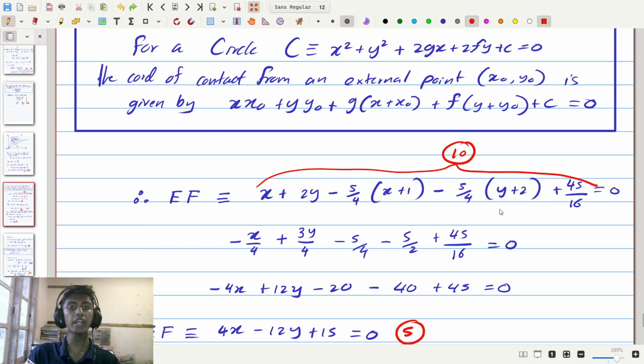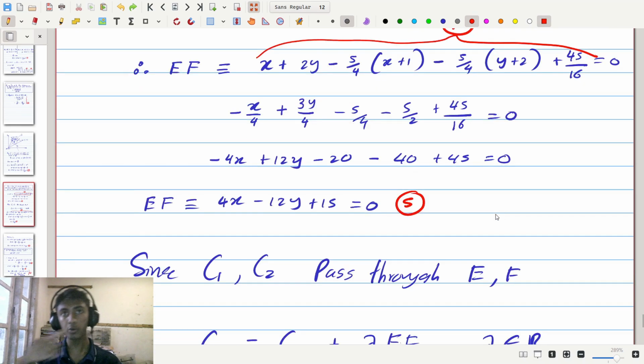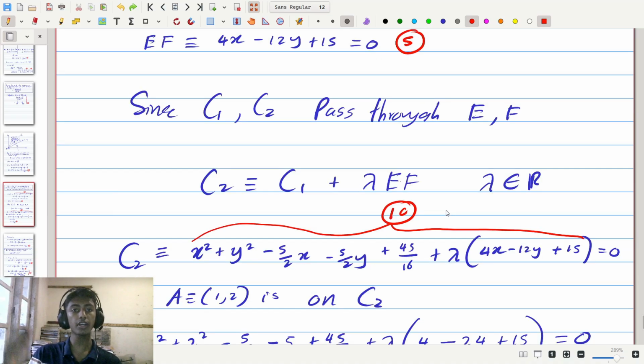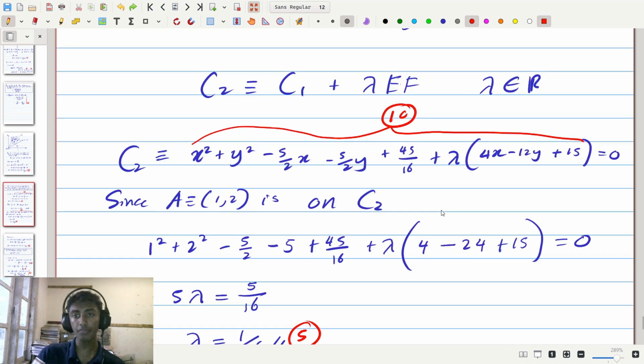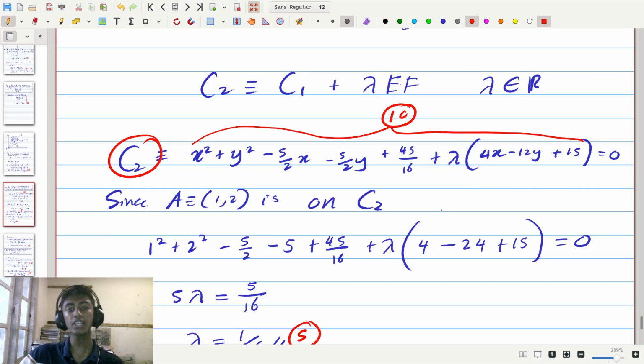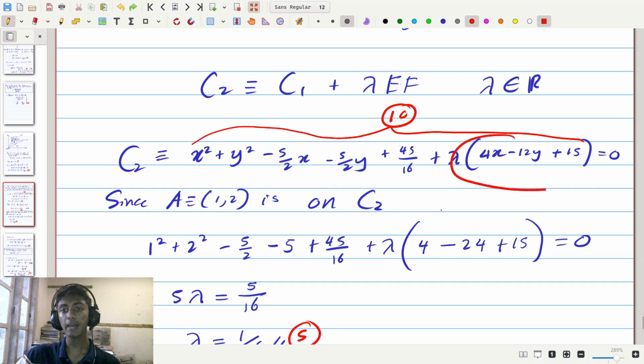When you then consider the line EF and realize that it is the chord of contact of the external point A and the circle C1, and then you use that to directly write down that formula, you get 10 marks. When you then simplify it down to get the form of AX plus BY plus C equals 0, you get 5 marks. When you then use the fact that since the circles C1 and C2 both have the common points E and F, if you consider the line EF, you can get this relationship right here, where the circle C2 is equal to the circle C1 plus lambda times the line EF equals 0, you get 10 marks for that.